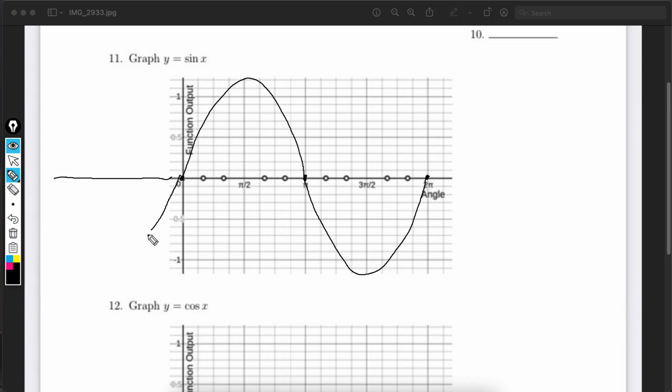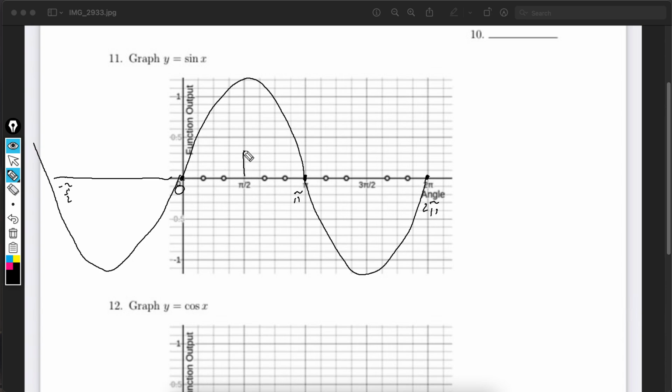And then obviously down here it would keep going into negative values, so it'd be like negative pi over 2, so on and so forth to negative 2 pi. So this would be a sine graph. Once again, your values would be from 0 to pi to 2 pi.